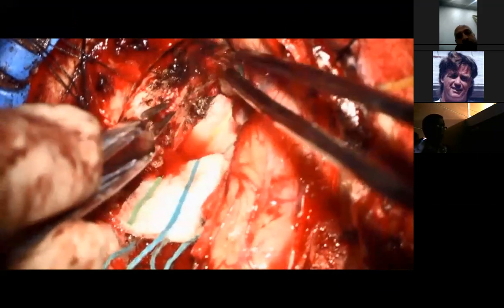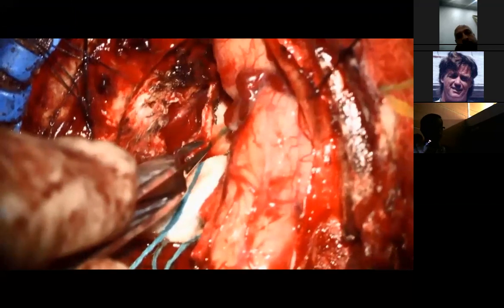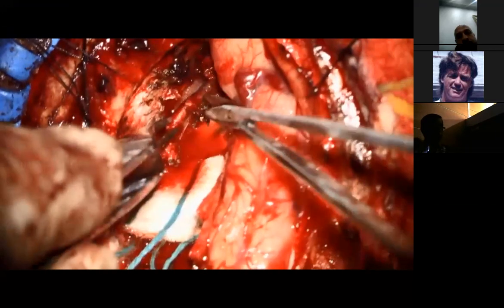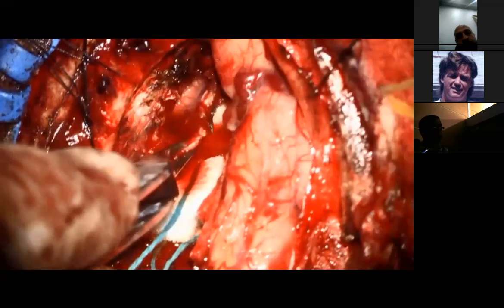It is not enough that I have removed the tumor. I have to remove the dura that is involved, which is the falx. It's not easy, but you must do it. And in doing so, I preserve the inferior sagittal sinus.